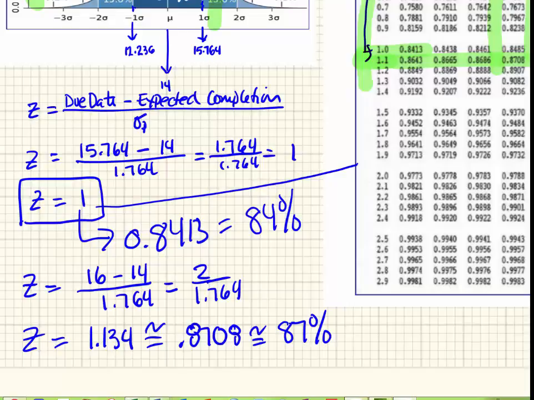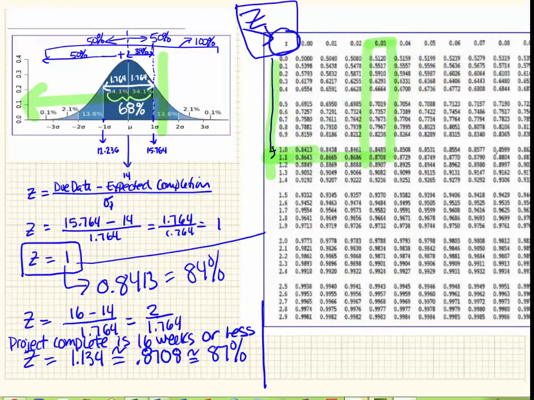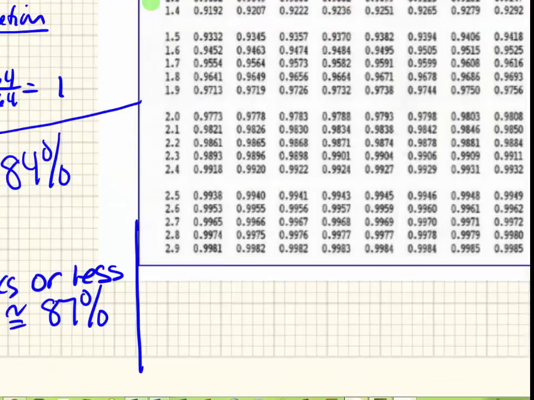So first thing I want to do is just sort of clarify, this is project complete in 16 weeks or less. And then over here, I'm going to do it in pink also so that you know it's different. We're going to do project complete in 16 weeks or more.